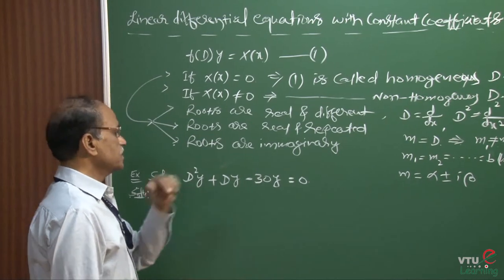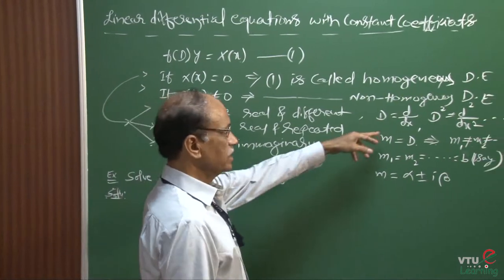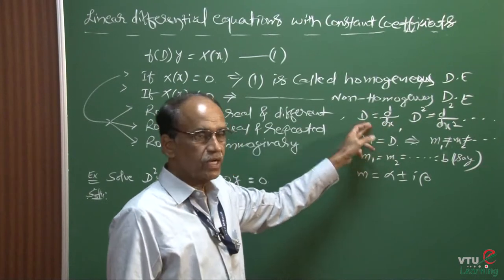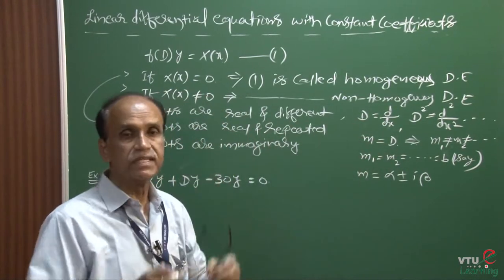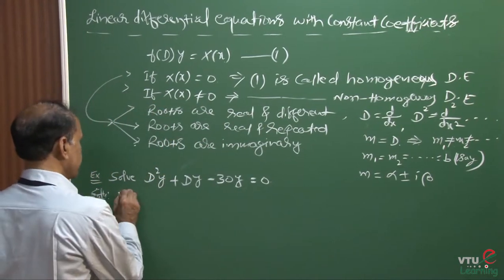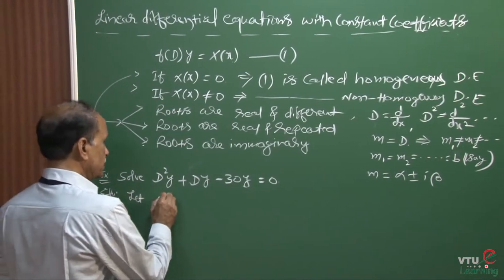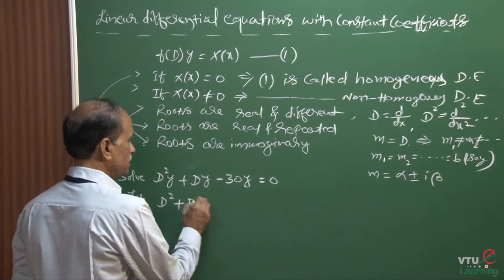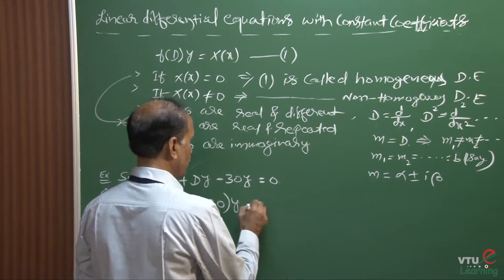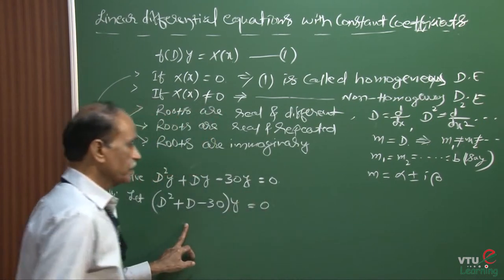Then this is directly given in terms of D. Otherwise, if they give the derivative, then you put it in the form of D. Afterwards, we will consider the auxiliary equation. Then this equation can be taken as (D square plus D minus 30) operating on y is equal to 0.